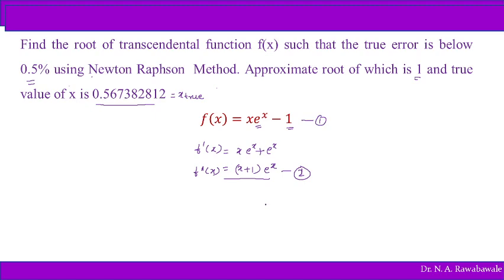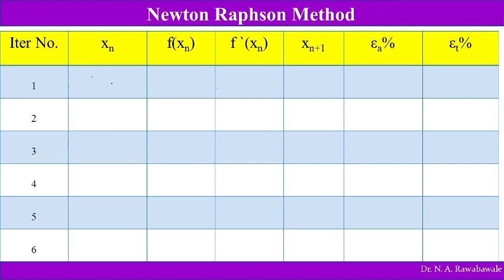So now we want to find the root of this function, but the first approximation is given. In the previous problem, the approximation was not given, and there we assumed x is equal to 2. Here it is already given that the approximate root of this function is 1. So the first approximation itself is given, and we have to start with xn as 1.